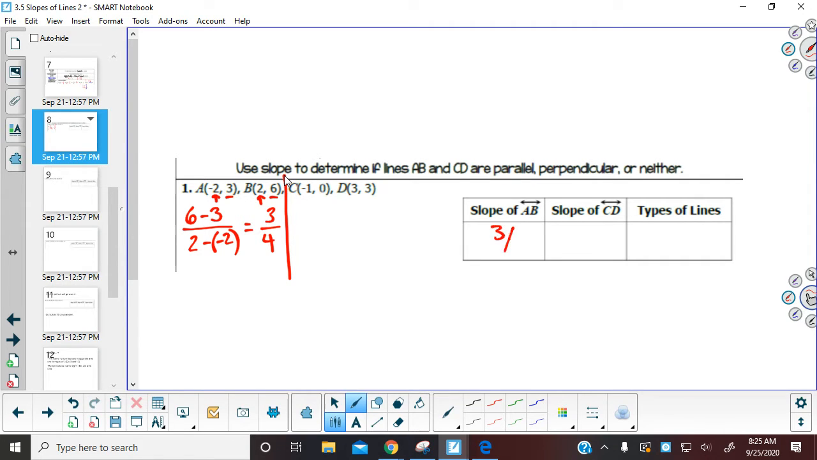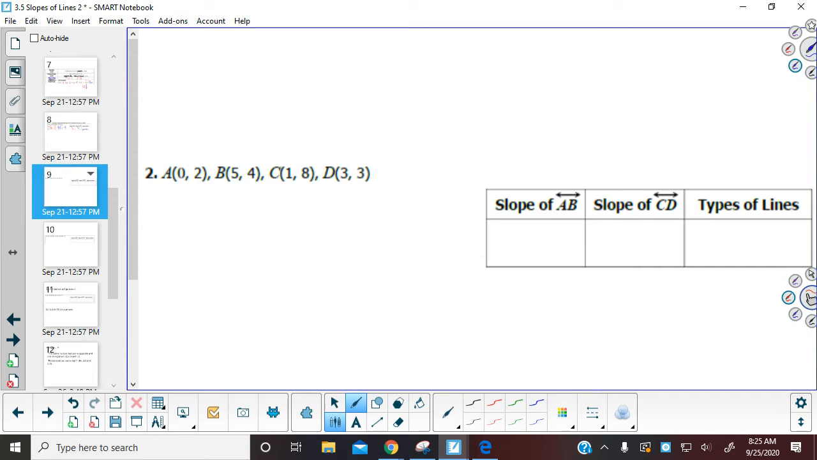All right? And then our slope of CD. Again, I'm going to do 3 minus 0, and since I started with the 3 on top, I have to start with that same point on bottom, and then that becomes 3/4 also. And so since both of those are the same, those lines are parallel.